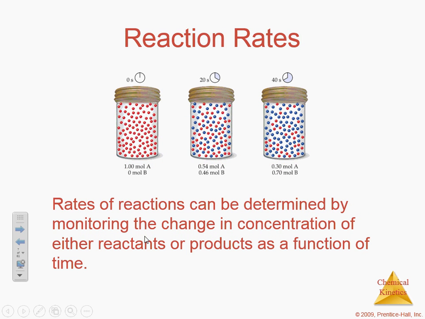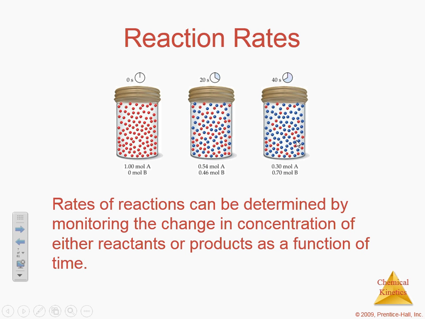So if we look at reaction rates in the picture here, we have 0 seconds, 20 seconds, 40 seconds, and you can see the reaction progress as we go. So how do we figure out a reaction rate? All we're doing is monitoring the concentration in a reaction over the course of time. This is a very simple picture. At 0 seconds, we have 1 mole of A, 0 moles of B. At 20 seconds, 0.54 moles of A, 0.46 moles of B. And at 40 seconds, 0.3 moles of A and 0.7 moles of B.